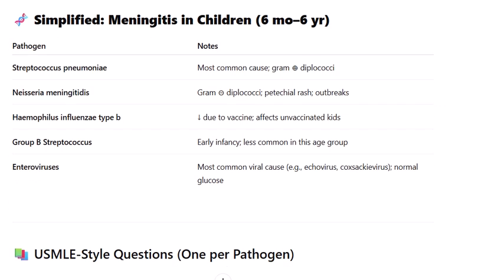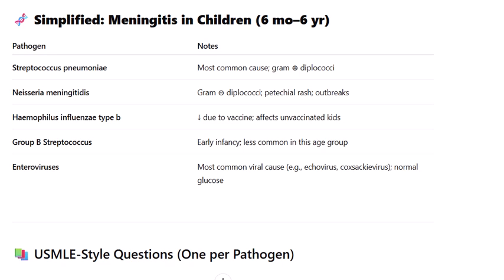Meningitis in children, 6 months to 6 years. Pathogens: Streptococcus pneumoniae is the most common cause, Gram-positive diplococci. Neisseria meningitidis, Gram-negative diplococci, petechial rash, outbreaks. Haemophilus influenzae type B, due to the vaccine, affects unvaccinated kids.